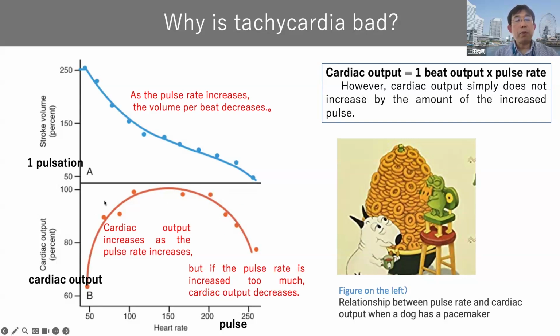This is a very important picture. We should always keep it in mind. So what is cardiac output? It's the one-beat output multiplied by the pulse rate. However, the cardiac output does not simply increase by the amount of the increased pulse.